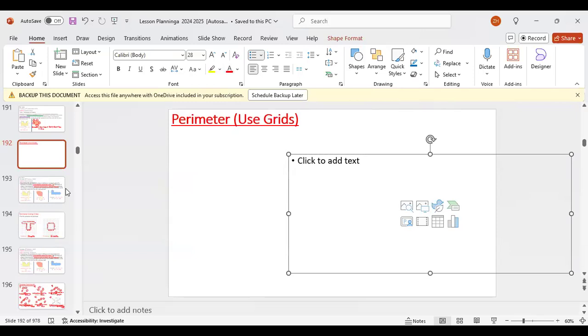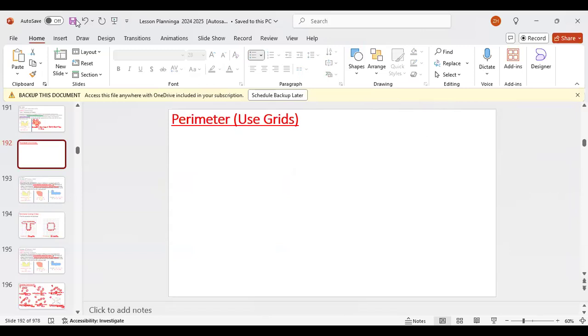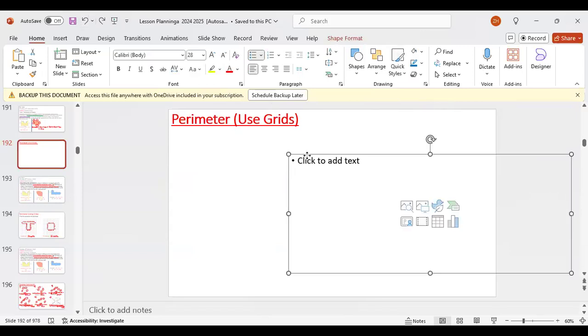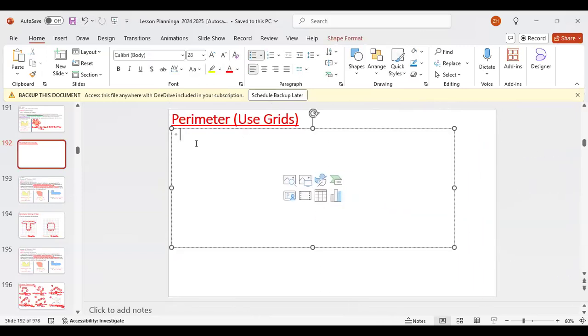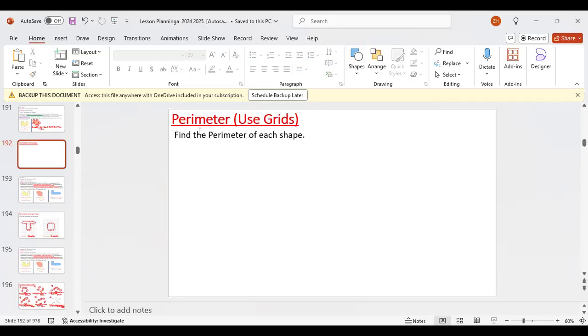Let's say the instructions are very simple: find the perimeter of each shape. Find the perimeter. Go ahead.